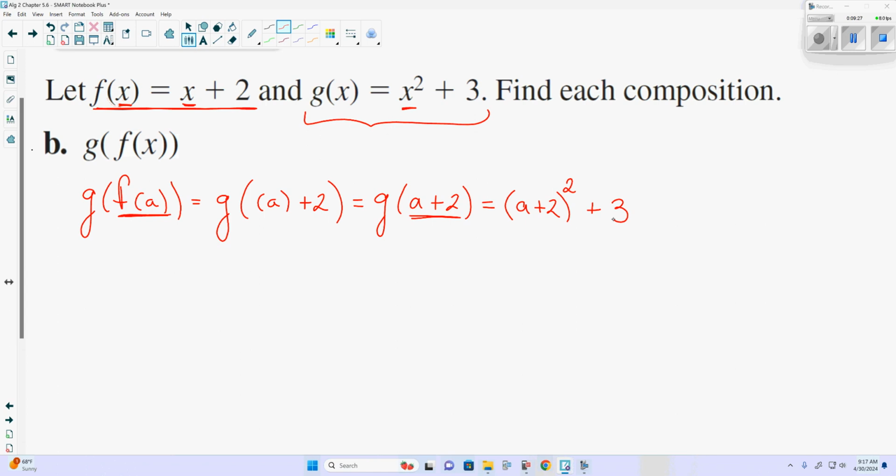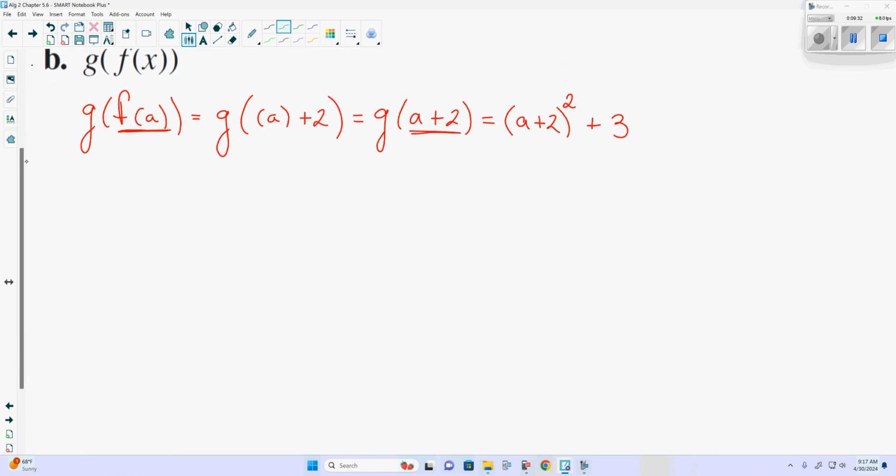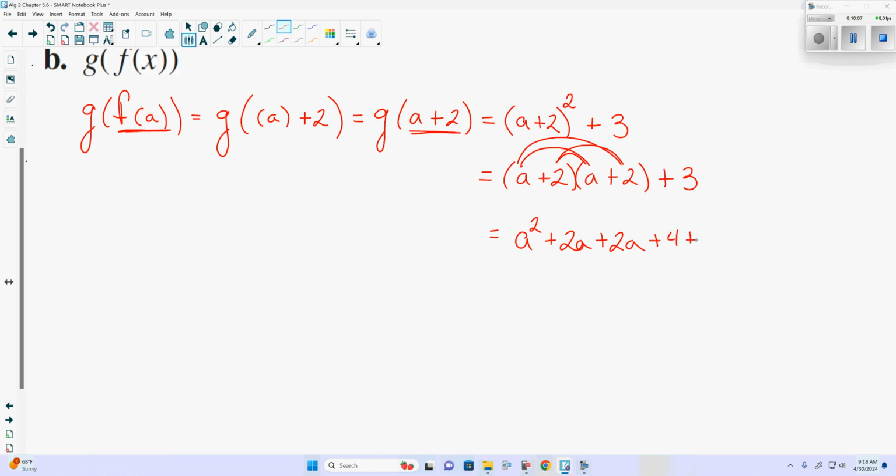Well, the other one we could have just dropped the parentheses and been done, but here I can't just drop the parentheses around the a plus 2 because a plus 2 is being squared. A plus 2 is being multiplied by itself. A times a is a squared. A times 2 is plus 2a. 2 times a is plus 2a, and lastly 2 times 2 is 4.